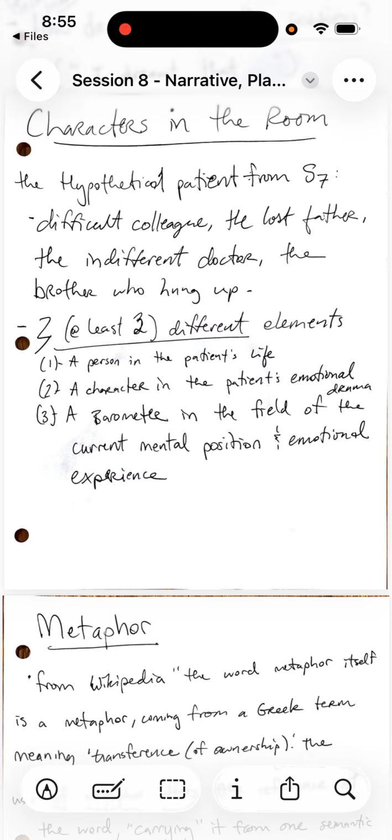Or it could be, and not or, it's always and more, a barometer in the field of the current mental position and emotional experience. So a difficult colleague, lost father, indifferent doctor, brother, all of these could be the patient communicating in this moment, in the field between us. There is a feeling that the therapist doesn't care, is aloof, is indifferent, isn't listening, hung up, distant like the doctor, hard to get along with like the colleague, and absent like the lost father. And that can speak to what's happening right now in the room. It could be a communication that the temperature is cold and not connected, and just kind of wondering about why that may be.